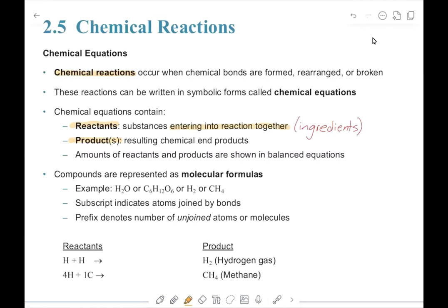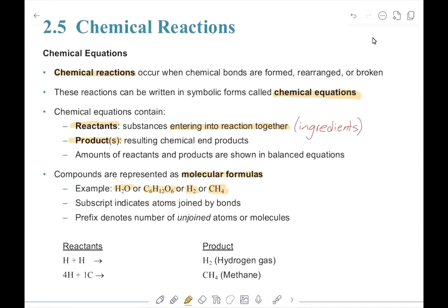That's the result. So a chemical reaction is represented by a chemical equation. We're not going to be balancing any chemical equations or anything like that. Like I mentioned at the beginning of this chapter, it's very basic chemistry and the chemistry that pertains to the body. So compounds are represented as molecular formulas. Water is H2O. I think you all know that. Glucose is C6H12O6. Hydrogen is represented as H2, and methane is CH4, which we saw on the last video.